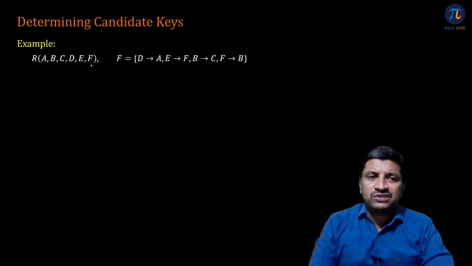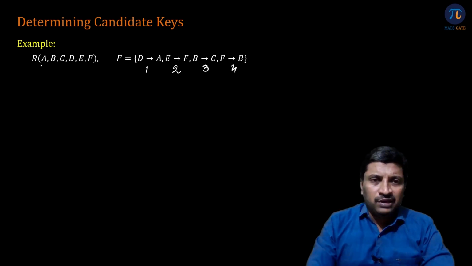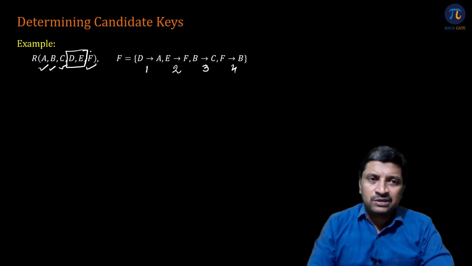Suppose we have a relation with 6 attributes A, B, C, D, E, F, and the functional dependencies are D implies A, E implies F, B implies C, F implies D. Let us give numbering 1, 2, 3, 4. Now A is present on the right side of 1, B is present on the right side of 4, C is present on the right side of 3, D is not present, E is not present, F is present on the right side of 2. So the attributes D comma E are not present on the right side of any functional dependency, so we must include these 2 attributes in our candidate key.